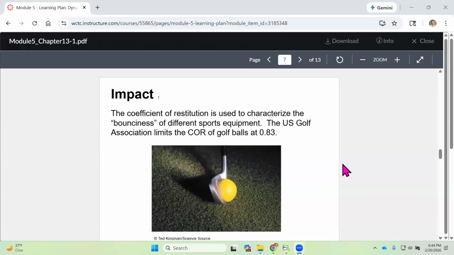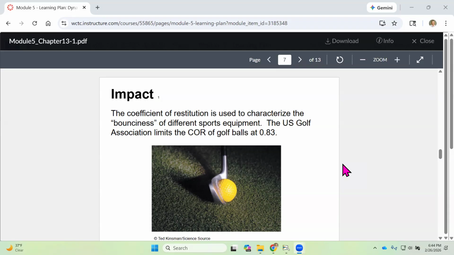Okay, so we're going to be looking at the next section here in chapter 13, and it's going to be looking specifically at different types of collisions, okay? And the main one that we're going to be looking at is going to be collisions that are elastic, okay? So there's plastic and then there's elastic.